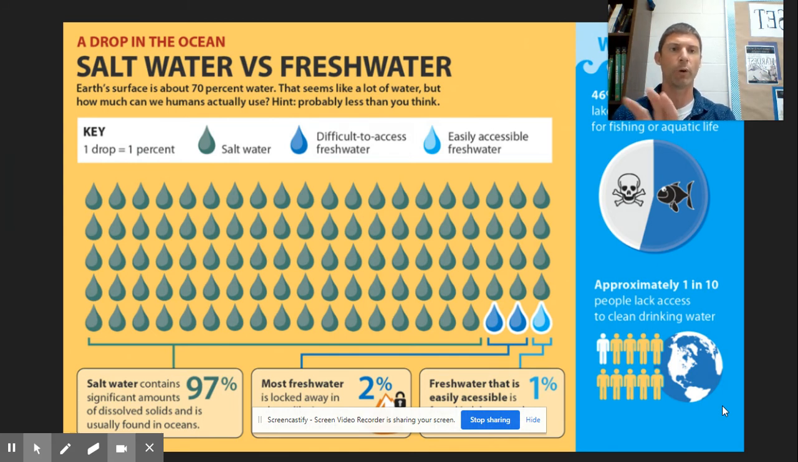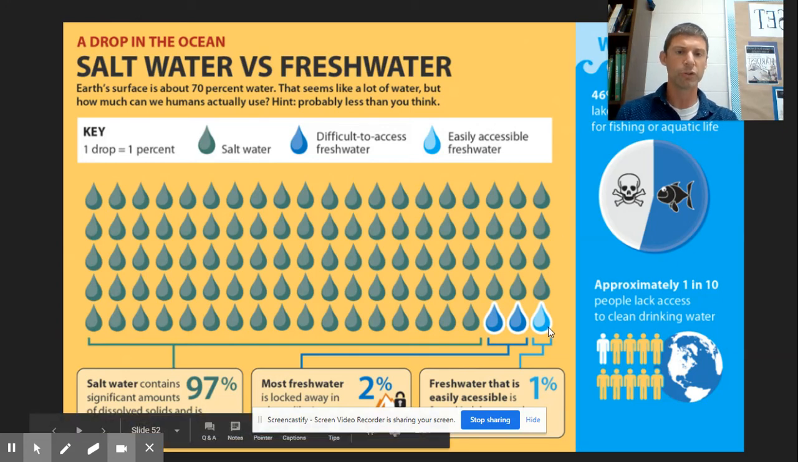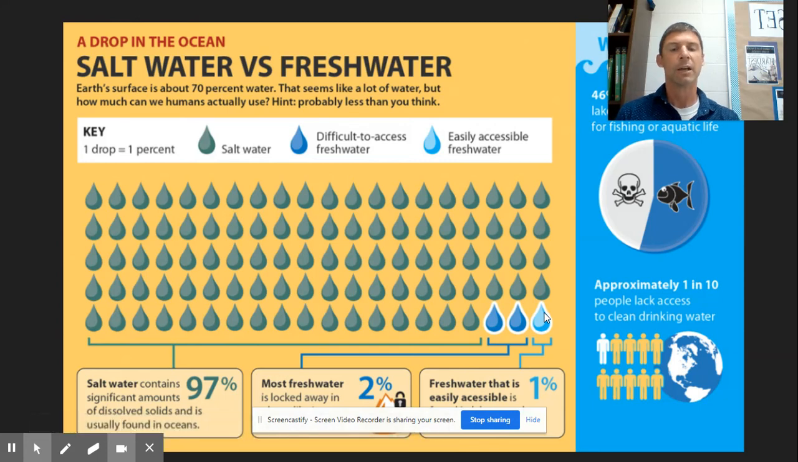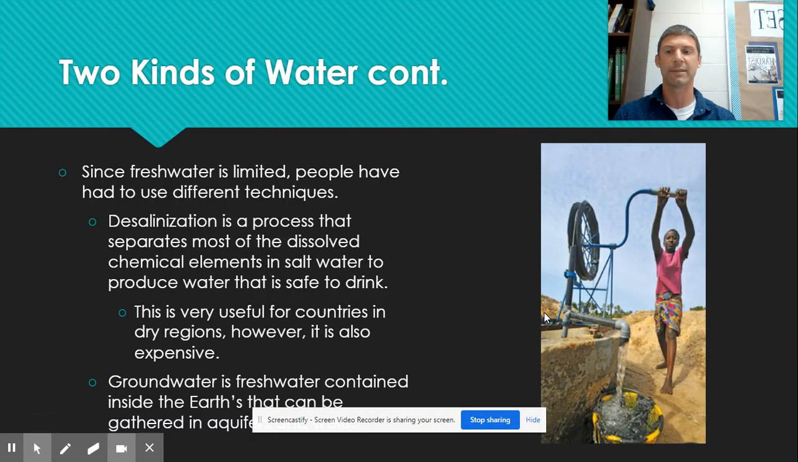We're going to look at this a little bit more, and it's also in the choice board activity that we're doing. So that's a big deal because not everybody has access to clean water. Out of all these droplets, only that one right there is fresh water that we need. Salt water now can go through processes like desalination, so we can purify it.